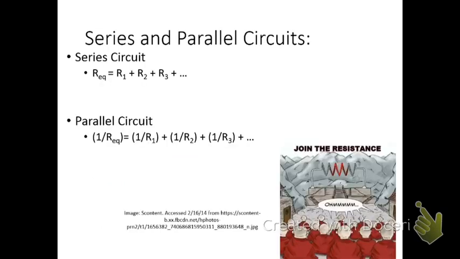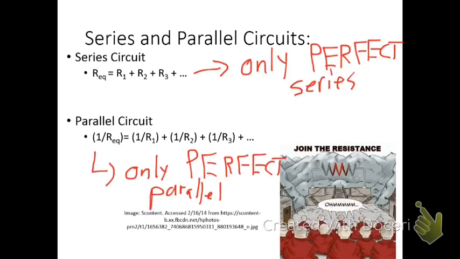You'll also need to know equivalent resistance rules. For a series circuit, the equivalent resistance is just the sum of the individual resistances. For parallel, it uses that weird reciprocal rule. So 1 over the equivalent resistance will equal 1 over R1 plus 1 over R2 plus 1 over R3 plus whatever is in parallel. Now keep in mind, this only works for resistors that are in perfect series or perfect parallel. By perfect series, I mean once you go through one resistor, no matter what, you're going through the next one. There is no junction in between those resistors that are in series together. If there is a junction, it ain't perfect series.